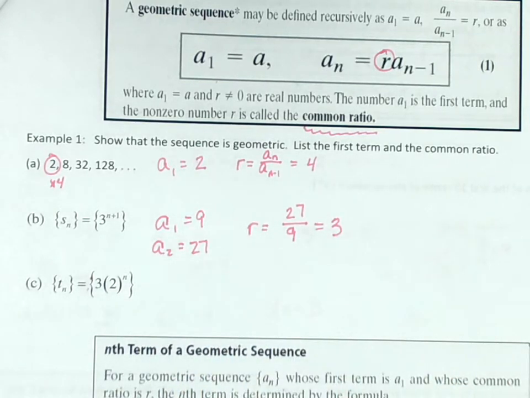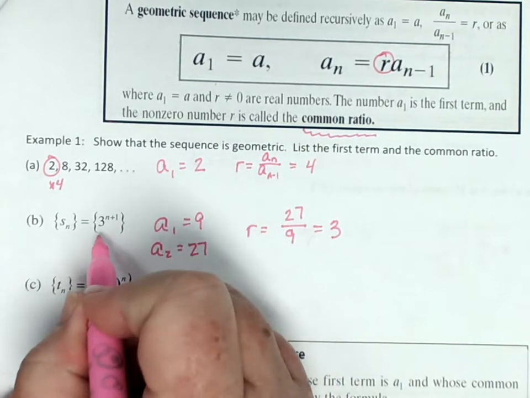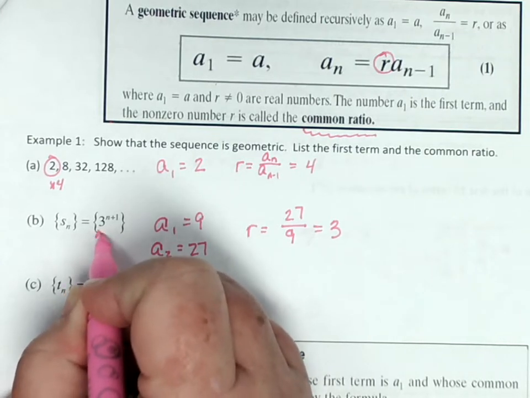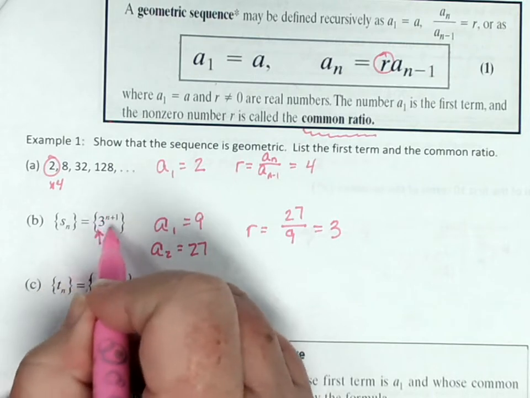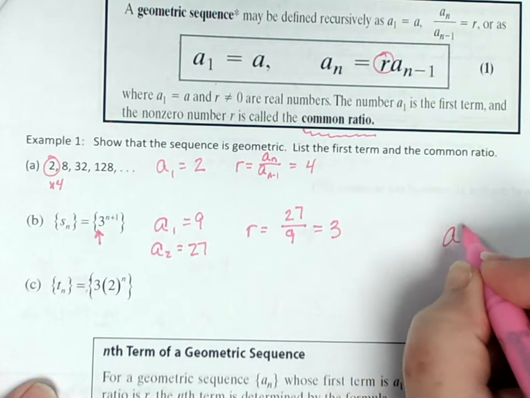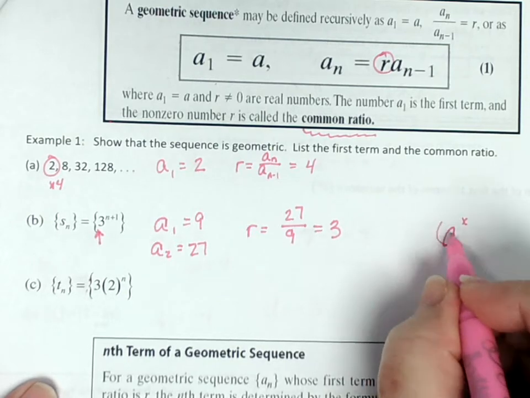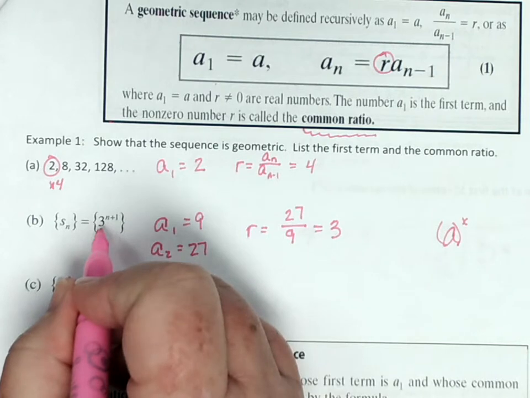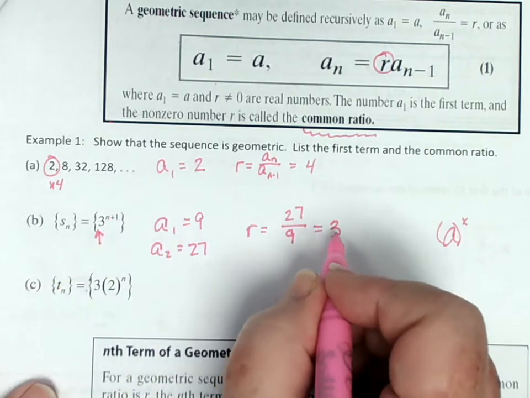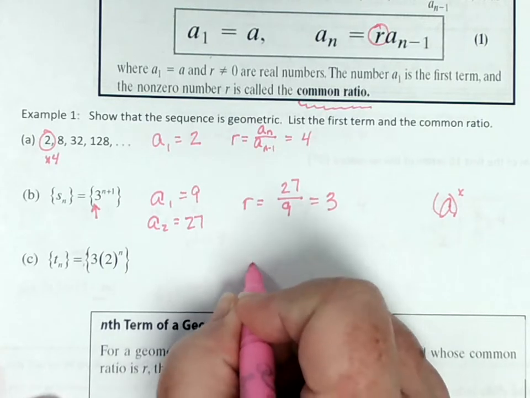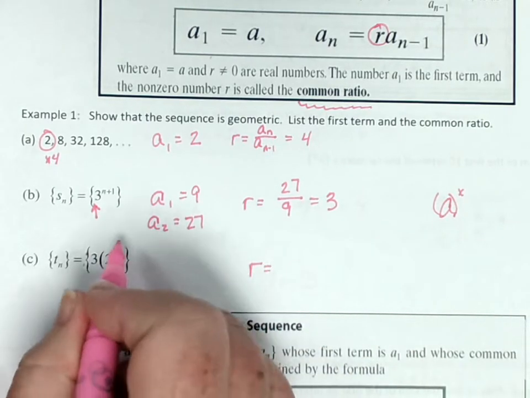But let's take a look at our problem. Where is that r value located? This is an exponent number. And remember, in exponential form, a to the x power, a was our common ratio. Well, there's our 3. It's 3 to some power. That's our common ratio. So using that concept, what do you think the common ratio will be in this problem?